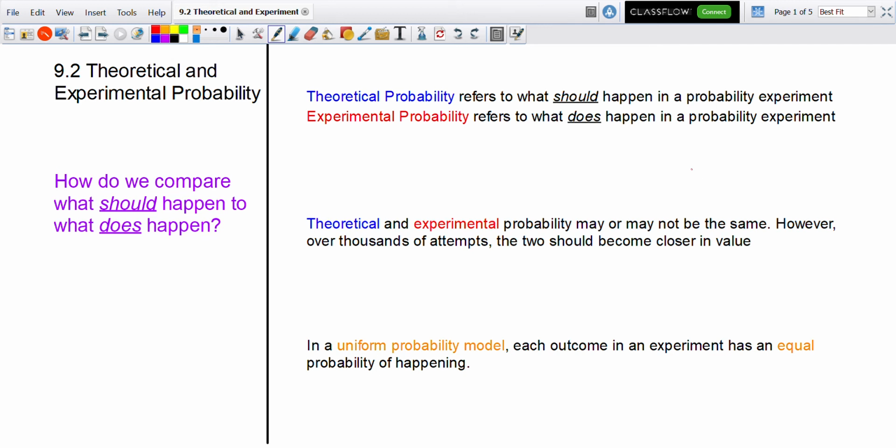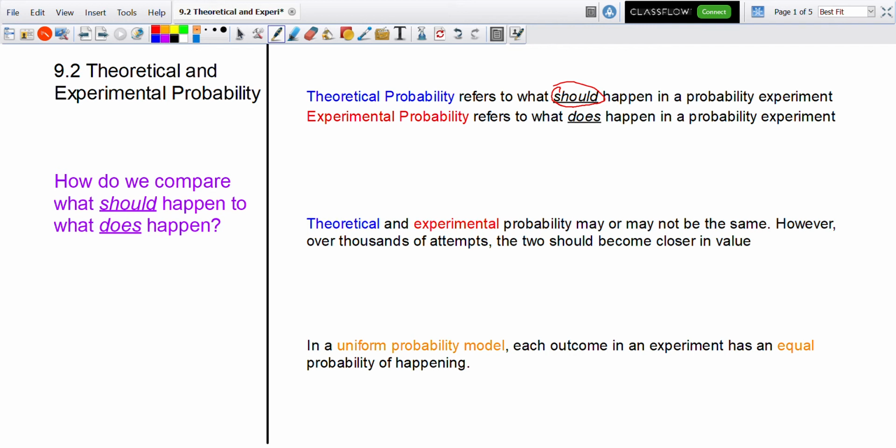Okay, in this lesson, we're going to compare theoretical probability to experimental probability. I know they're two pretty big words, but we can put it quite simply. Theoretical probability refers to what should happen in an experiment. Okay, that's what we did in the first lesson. When we were finding the probability of simple events, we were finding the theoretical probability. Theoretically, this is what should happen.